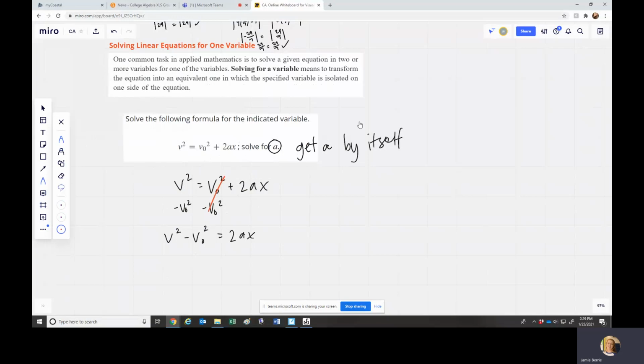All right, and now we're almost done, and we're trying to get a by itself. So just divide by 2 and x. That's the quantities that are being multiplied by a. So get rid of those. So the 2 cancels, the x cancels, and now a is by itself. So we have a is equal to v squared minus v sub 0 squared, all divided by 2x.